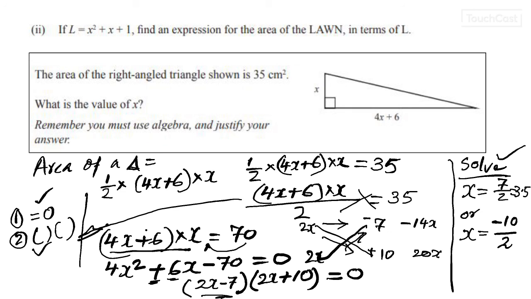Why did I reject this? Because this is a negative number, and measurement cannot be a negative value. So you have to write that statement finally, and we were asked to find out the value of x, which is 3.5 centimeters.